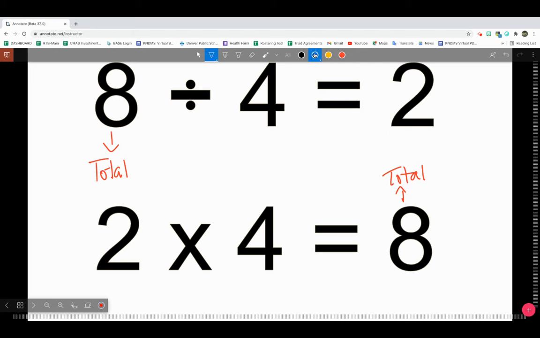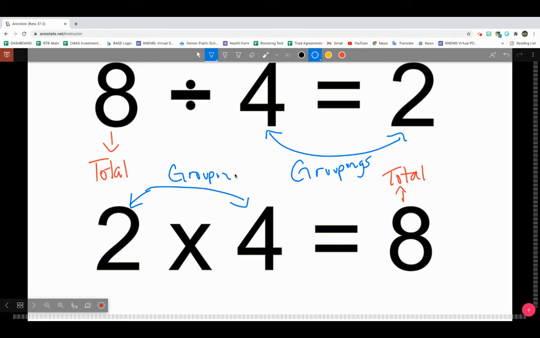Something else that's very similar when it comes to multiplication and division is they both use grouping numbers. These are groupings. I put 4 groups of 2, so this will give me a total of 8. Same thing with multiplication. These 2 numbers that you can see, it doesn't matter whether I'm multiplying or dividing. My grouping numbers and my total will be the same if I'm using the exact same numbers. My total in this case will always be 8, and my grouping numbers will always be 4 and 2.